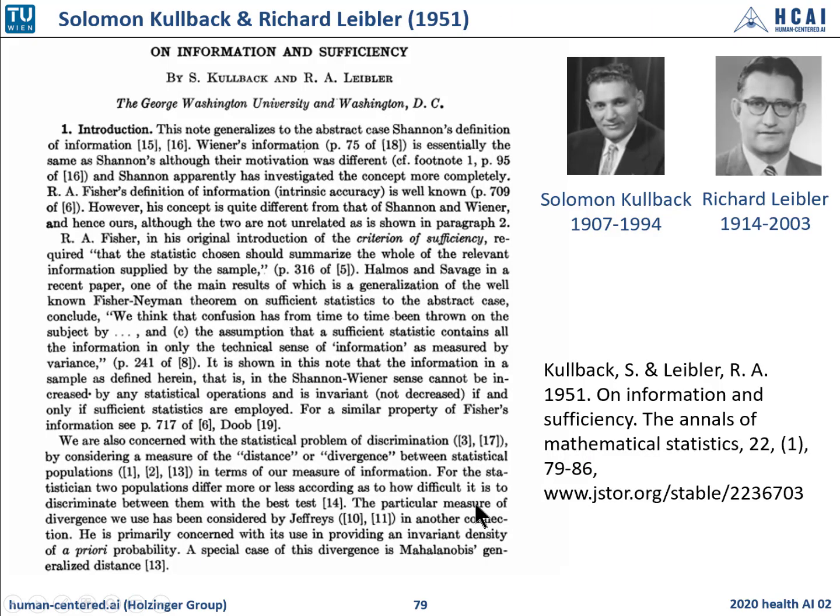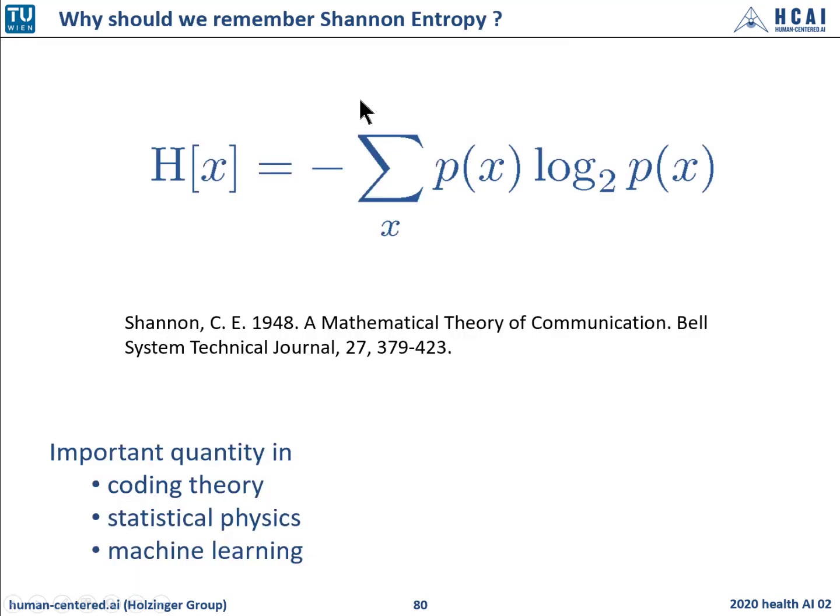So this is the famous paper by Solomon Kullback and Richard Leibler on information and sufficiency. And if you have some silence, you can read this in peace and quiet at your home. The essence is that we should remember Shannon entropy. So please remember what we have learned so far: information is the reduction of uncertainty. And the question remains, of course, open: how do we measure uncertainty?